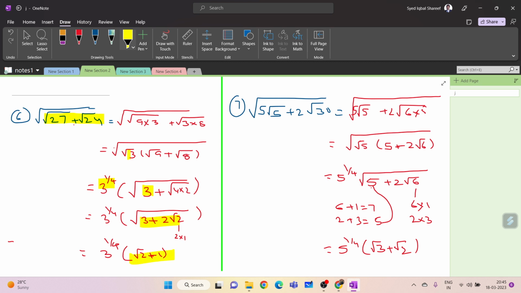Here also the same problem: 5 root 5 plus 2 root 30. So here if we take root 5 common, again it will come the same way as we have done here. Now 5 plus 2 root 6. Factors of 6: 6 into 1, 6 plus 1 is 7. Another factor of 6 is 2 into 3, 2 plus 3 is 5. So we take this 5 here. So the bigger one, then the smaller one. That is the answer. Now this is for 2.